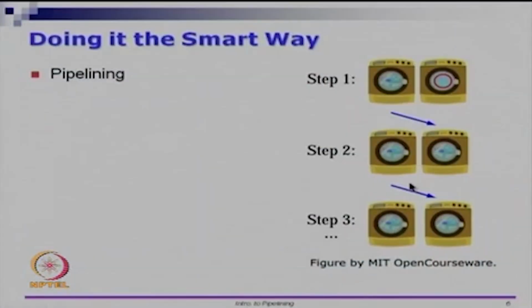So, pipelining is a smart way of doing activities, and what pipelining gives you is 2 things. One, these units are going to be busy. We are not going to underutilize the washer or the dryer. So, in 90 minutes, if I use 30 minutes for washing and 60 minutes for drying, the washer is not used for 30 minutes and the dryer is not used for 60 minutes.